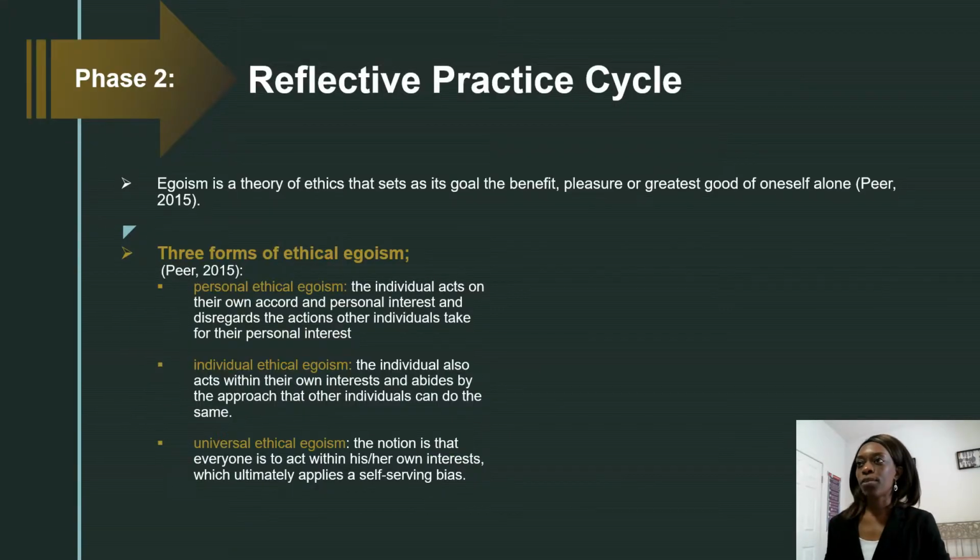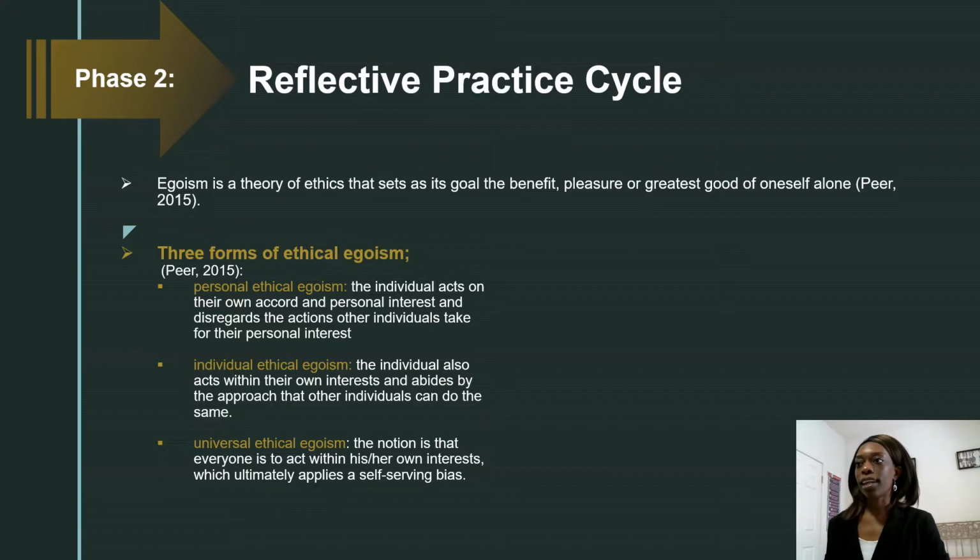Phase 2 involves the reflective practice cycle, and in this practice cycle, you see egoism. Egoism is a theory of ethics that sets as its goal the benefit, pleasure, or greatest good of oneself alone. There are 3 forms of ethical egoism, and they can be described as follows.